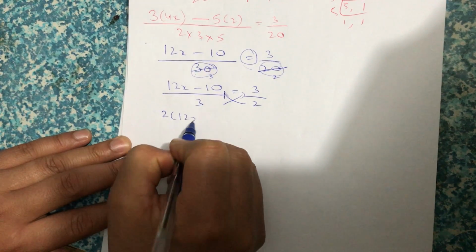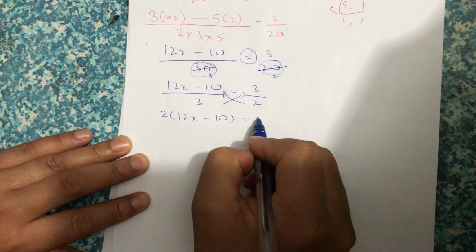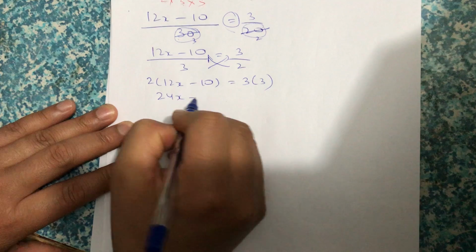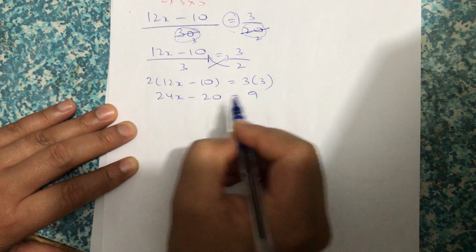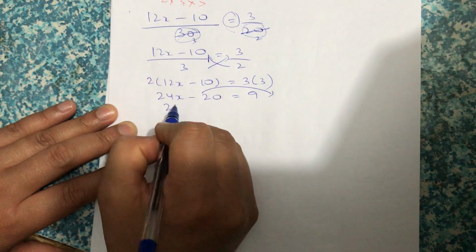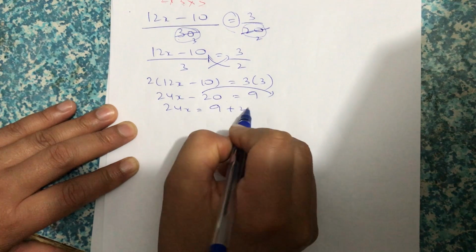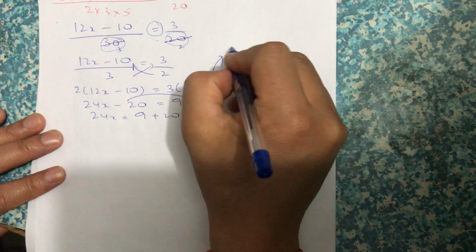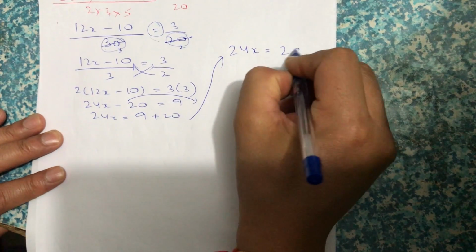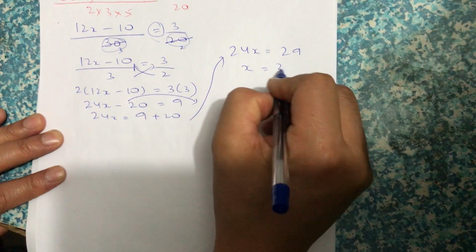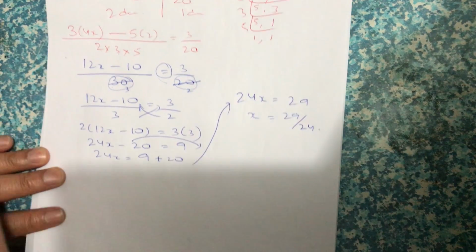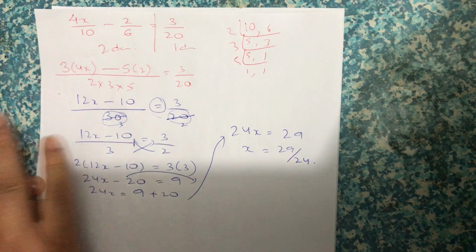So 2 will multiply 12x minus 10, that is equal to 3 multiplying 3. So we get 24x minus 2 times 10, which is 20, is equal to 9. So this will go to that side: 24x is equal to 9 plus 20. I have limited space, so I'm doing it over here. So I get 24x is equal to 29. So this will come down, x is equal to 29 by 24. And this can't be cancelled, and that's the final answer. So that's how we solve this kind of question.